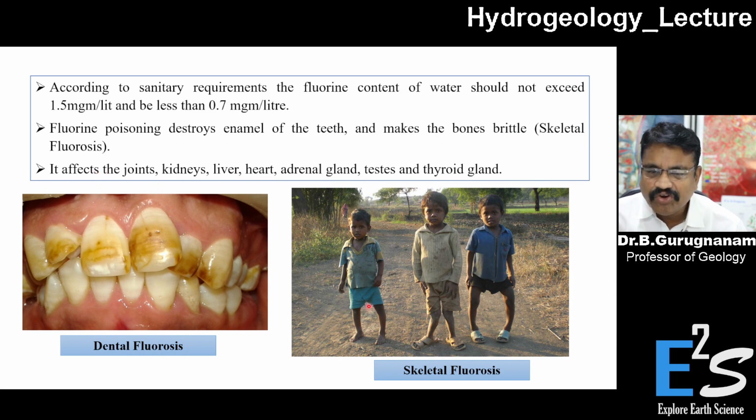This affects the joints. It affects the kidney. It affects the liver. It affects the heart, adrenal gland, taste, and thyroid gland. Almost all major organs in the human body are affected because of this higher fluorine content.